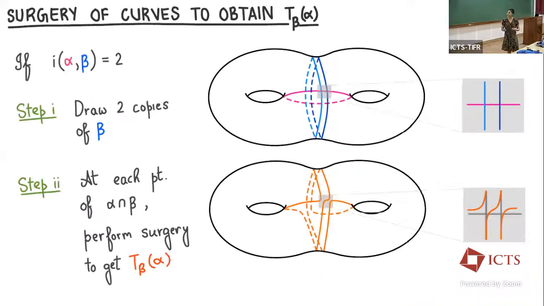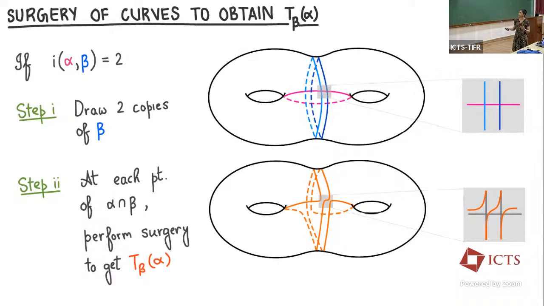Next, let's look at an easy recipe to obtain the image of a single curve under the Dehn twist of another curve. So if I consider two curves alpha and beta, let's just look at the simple example first, when alpha and beta intersect twice. So consider the pink curve and this blue curve.